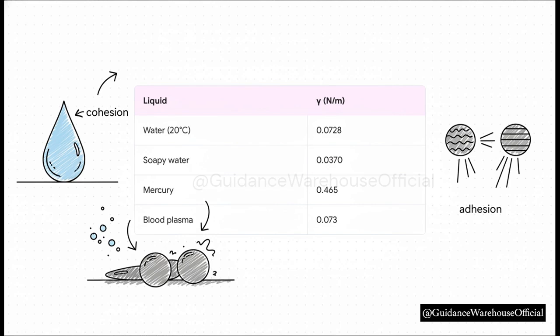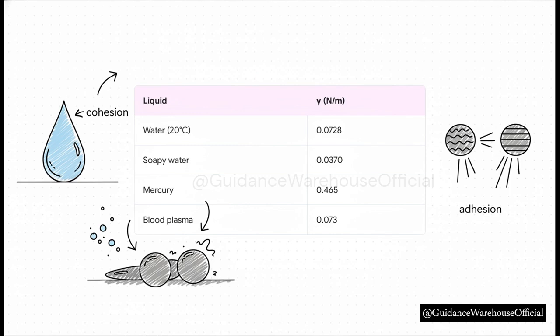Now, what's really interesting about this data is how surface tension varies wildly depending on the liquid. Look at water at 20 degrees Celsius. It has a surface tension of 0.0728 newtons per meter. But throw some soap in there, and it drops to 0.0370. It almost cuts it in half. That's exactly why soapy water doesn't bead up very well.